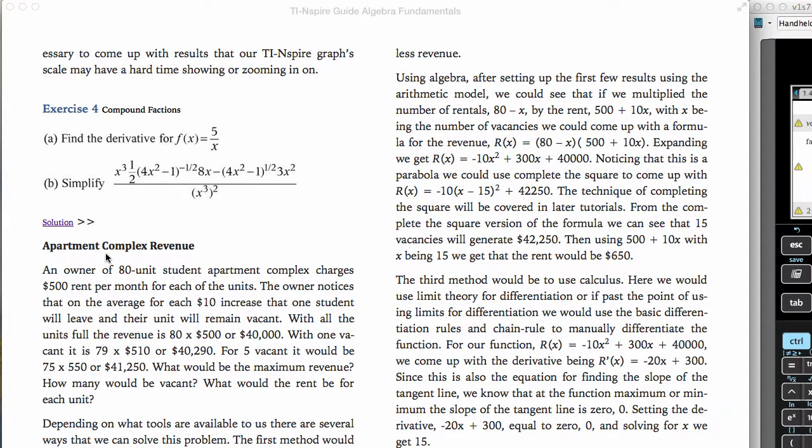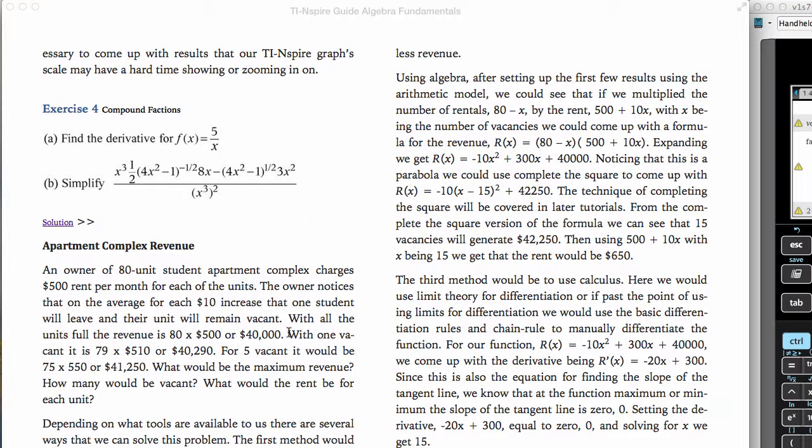Our last problem we're going to work has to do with an apartment unit, where we have an 80-unit apartment complex that charges $500 rent. And we've noticed that for each $10 increase, one person leaves. So if we had $510 rent times 79, we would take in $40,290. If we had 5 vacant, we would have 75 times 550, and we take in this. So we'd like to know how many units vacant and what the maximum revenue could be, and that kind of information.